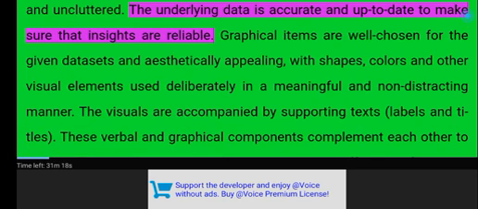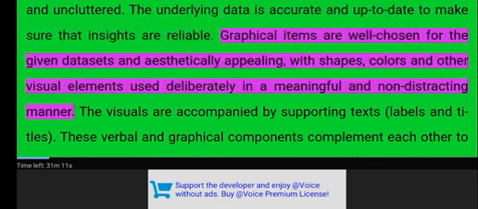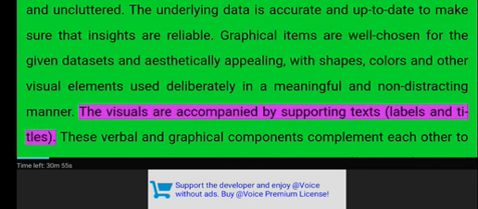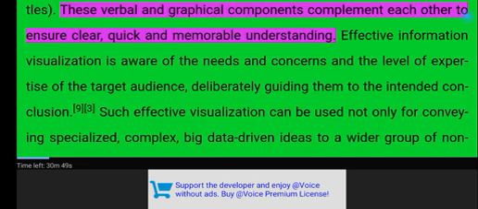The underlying data is accurate and up-to-date to make sure that insights are reliable. Graphical items are well chosen for the given datasets and aesthetically appealing, with shapes, colors and other visual elements used deliberately in a meaningful and non-distracting manner. The visuals are accompanied by supporting text, labels and titles. These verbal and graphical components complement each other to ensure clear, quick and memorable understanding.